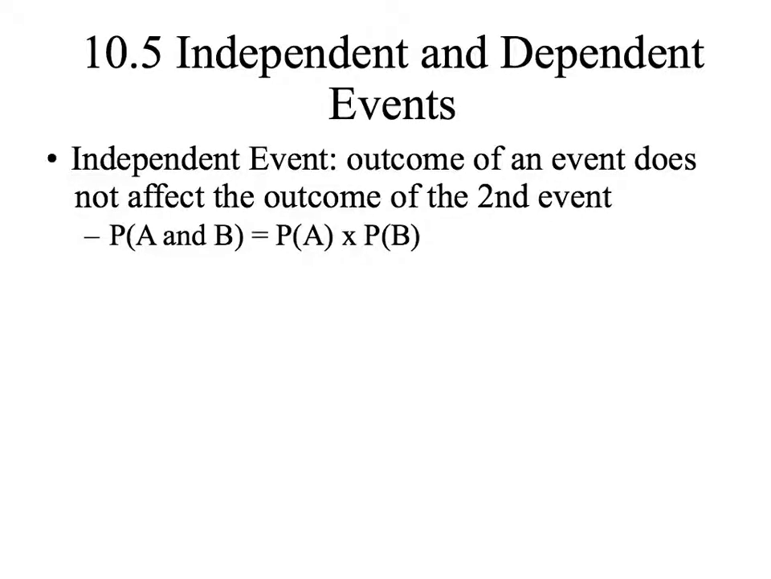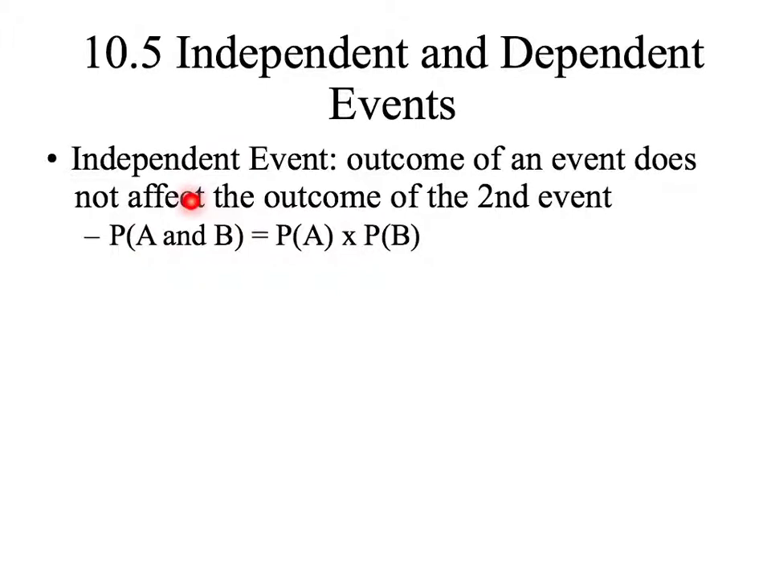Alright, this is section 10.5, independent and dependent events. We'll start with an independent event. It says the outcome of an event does not affect the outcome of a second event. If I'm looking at a formula here, the probability of A and B is the probability of A multiplied by the probability of B, which will tell you the probability of both.